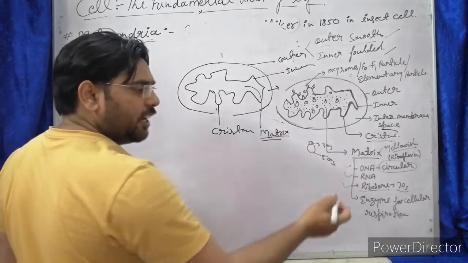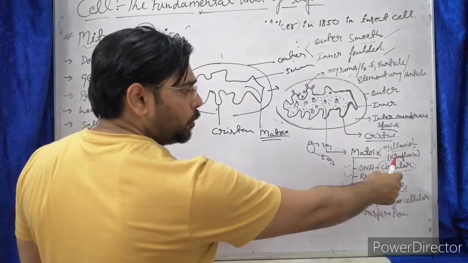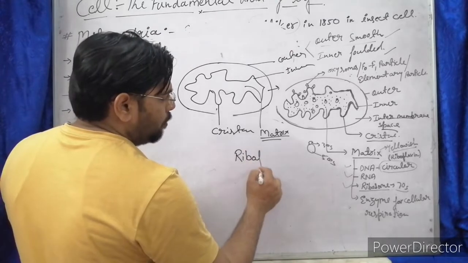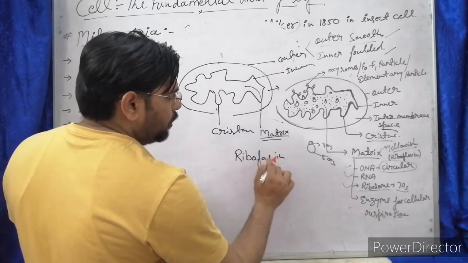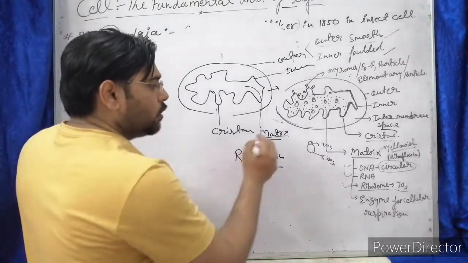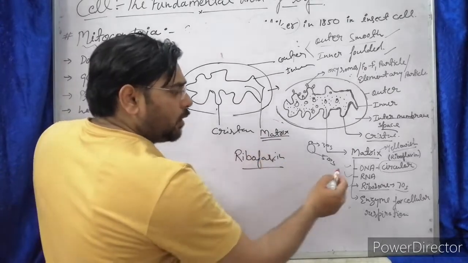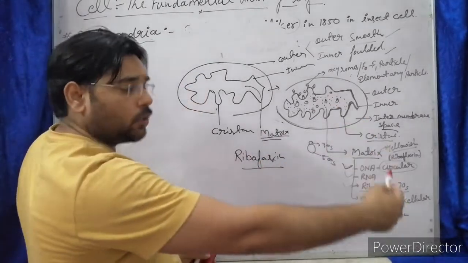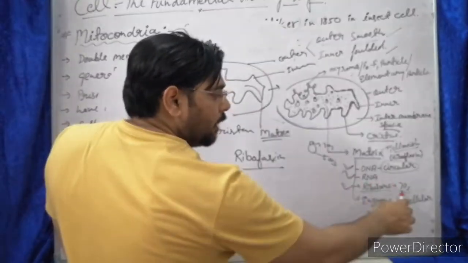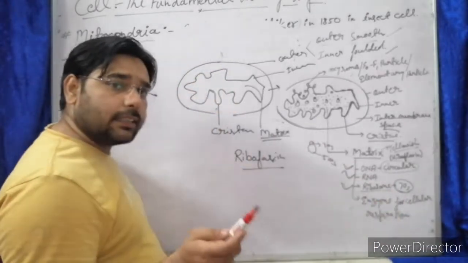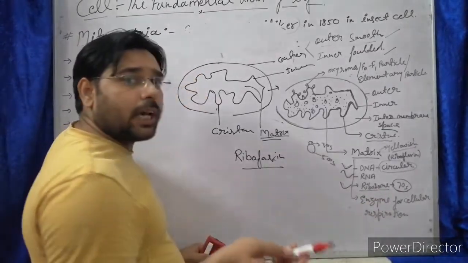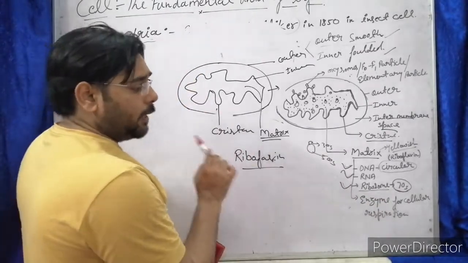Matrix is a yellowish fluid, as we have discussed, due to the presence of riboflavin. Due to the presence of this riboflavin, the matrix is yellowish in color. Okay, so what is the composition of matrix? Matrix consists of DNA, that is circular DNA, and RNA, and ribosomes. 70S ribosomes are present, as we have discussed that mitochondria resemble a prokaryotic cell. 70S ribosomes are present in prokaryotic cells also and in mitochondria also.